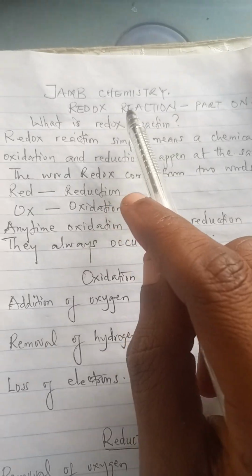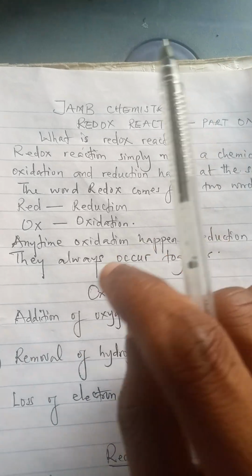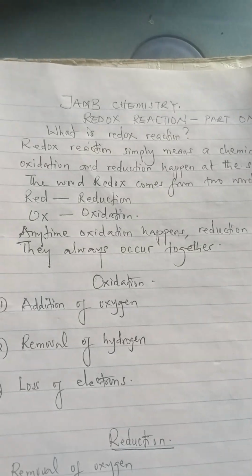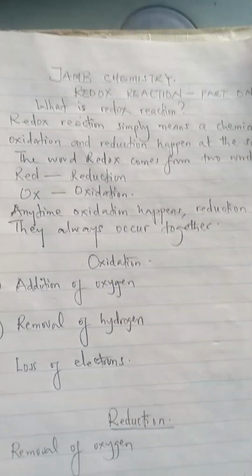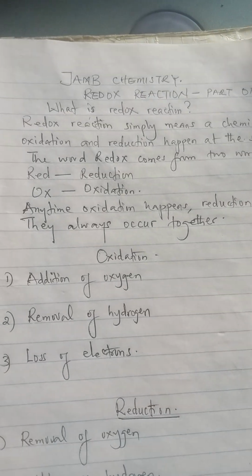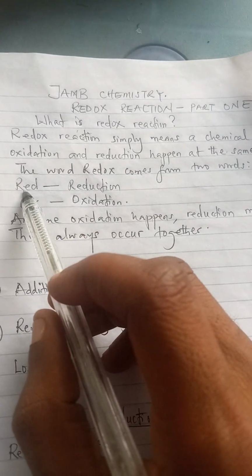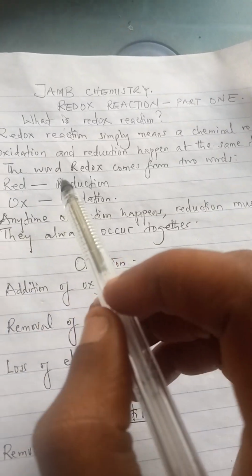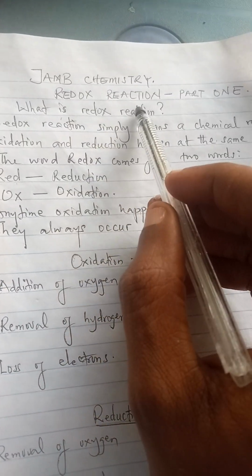The first thing is that redox reaction is a name of two reactions that happen at the same time. One cannot happen without the other one. The first one is called oxidation. The second one is called reduction. The two of them must happen at the same time. So they carry part of reduction, which is red, and part of oxidation, which is ox, to form the word redox reaction.